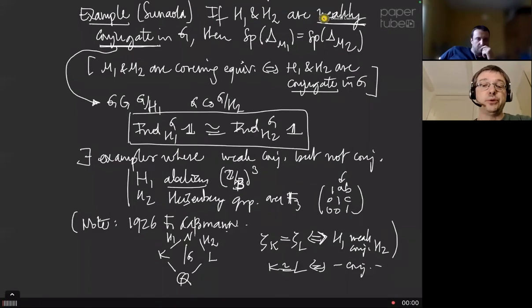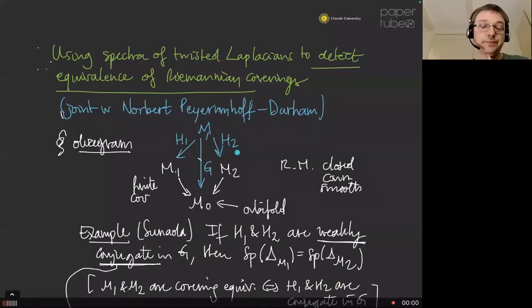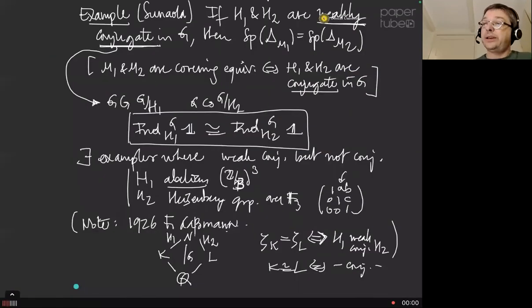So what are we going to do? We are going to start with such a diagram. Maybe I'll draw it again later. We're going to start with such a diagram, and we're going to add some ingredients to it, and try to soup up this situation where covering equivalence is not the same as the weak conjugacy. So let me do this. We are going to do this by twisting Laplacians. So let me write down a little section on twisted Laplacians.